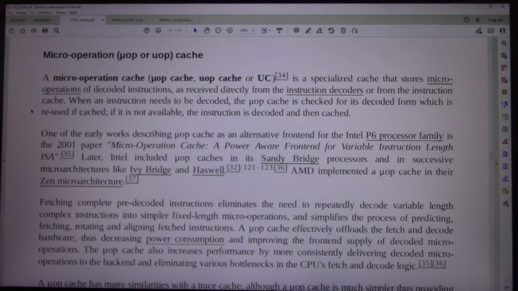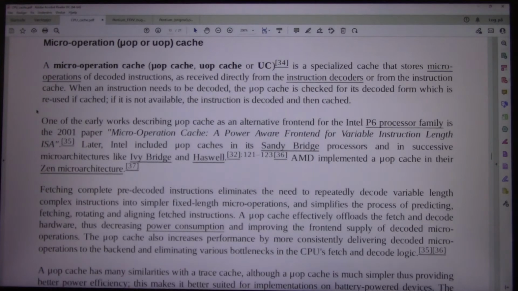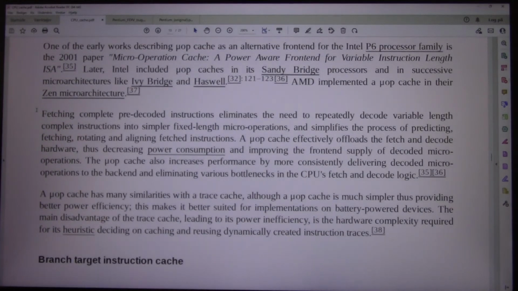One of the early works describing μOP cache as an alternative frontend for the Intel P6 processor family is the 2001 paper Micro-Operation Cache: A Power Aware Frontend for Variable Instruction Length ISA. Later, Intel included μOP caches in its Sandy Bridge processors and in successive microarchitectures like Ivy Bridge and Haswell. AMD implemented a μOP cache in their Zen microarchitecture.